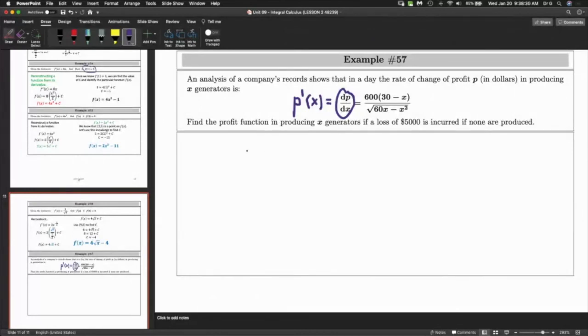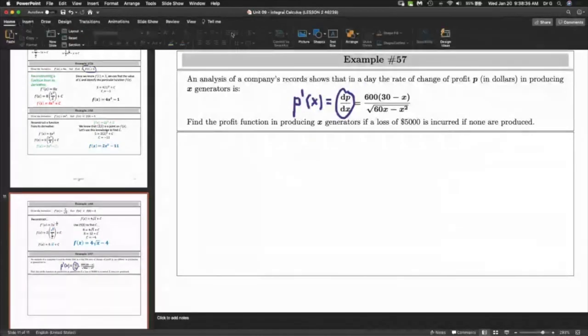Let me correct myself there. We're given the derivative. So it says find the profit function. So find P of X. So we're just trying to find the antiderivative of this. And then it gives you some information here. So let's talk about how this works. Let's write this in more plain language. The question is saying find P of X.